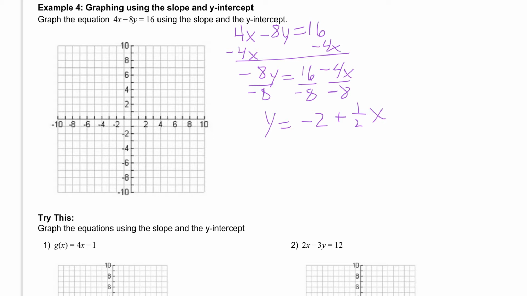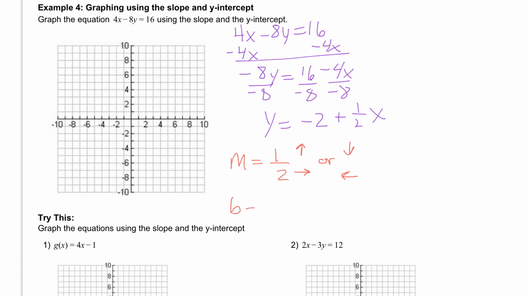From here, I can go ahead and graph. First thing I need to know is what my slope is. And my slope, remember, is coming from the number that's in front of my x, which is the 1/2. So my slope is 1/2, which tells me since it's positive on the top that I'm going to be going up, and I'm going to go to the right since that 2 is positive. Or I can do the complete opposite and go down and to the left.